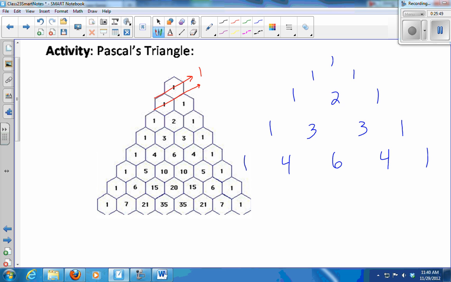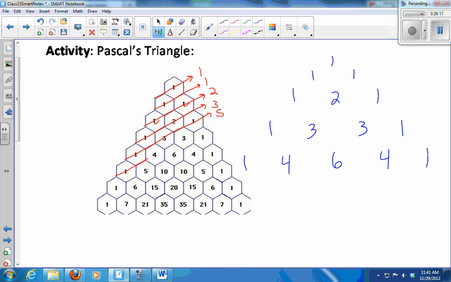What's the sum of that one? 2. 1 and 1. I just went through 2 hexagons, right? This one and this one. I get 2. Then this next one, I went through the 1 and the 2 and I got 3. And then this one I went through 1, 3, and 1 and I got 5.